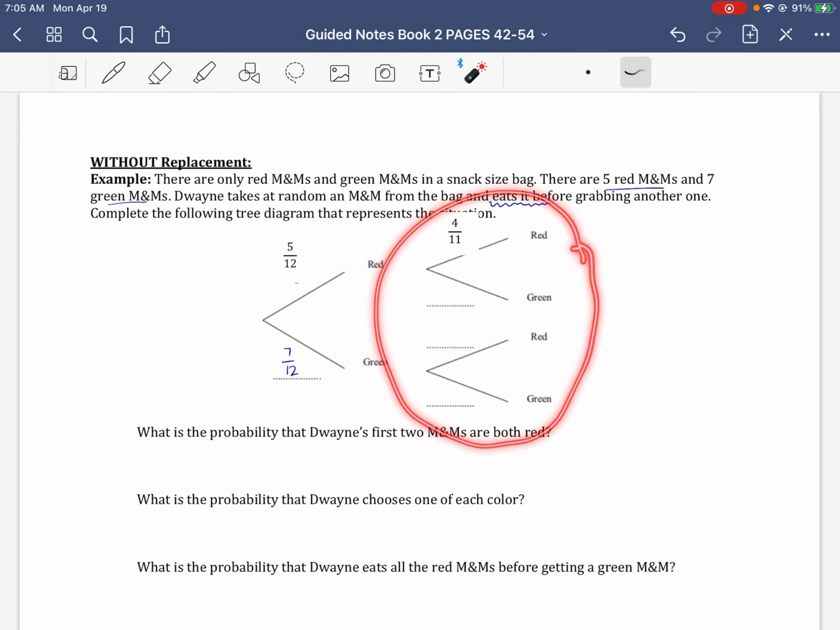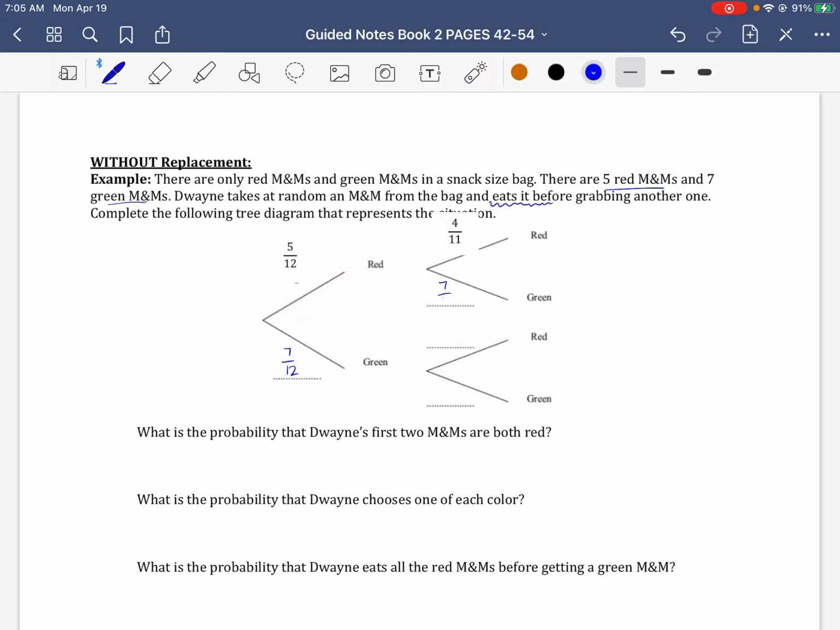Now you'll notice if he eats a red, there's now only 4 red out of the 11 M&Ms that are left, right? If we think about how many green ones, if we're going down this branch, he didn't eat a green one, so there's still 7 out of the 11 that are left. So notice that accounts for all 11 that are left in the bag.